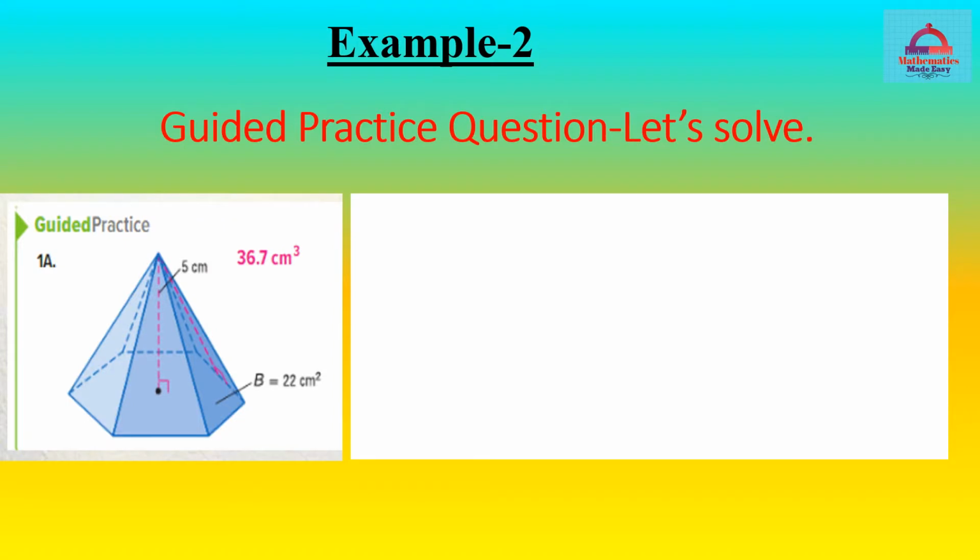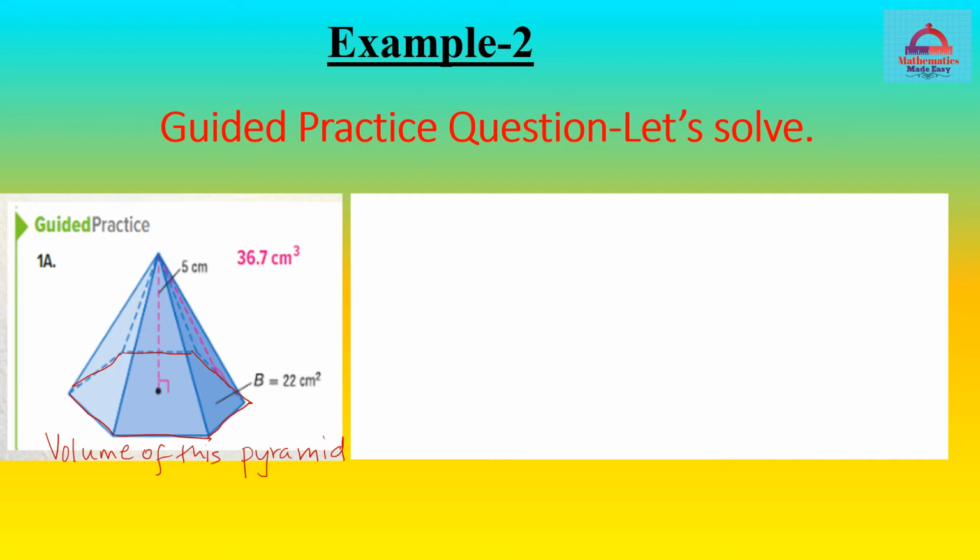Let's now solve one problem together. And this is a pyramid given to you. I want you to find the volume of this pyramid. So before we go ahead and find the volume, let's look at the base once more. So let's count the number of sides. This is one side, second side, third side, fourth side, fifth and sixth. So the base here looks like a regular hexagon.